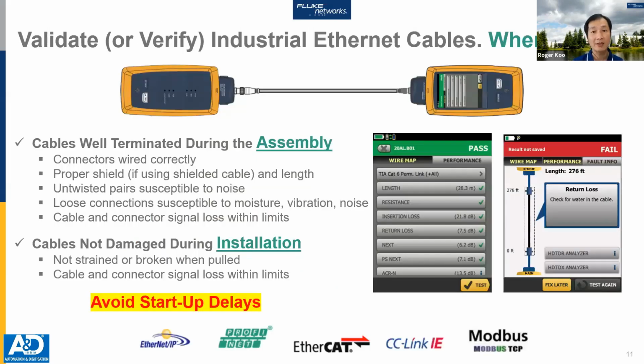So now the question is, when do you test the cables? Fluke Networks tools can be used to validate and verify industrial Ethernet cables to avoid the startup delays. During assembly, cables can be checked if they are terminated properly with the correct configuration, shielding, and the conformance to the MICE ratings. During installations, verify the cables are not stray or broken. Validate that the signal loss of the link is within the acceptable limits.